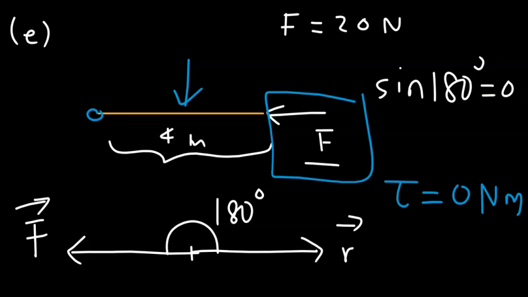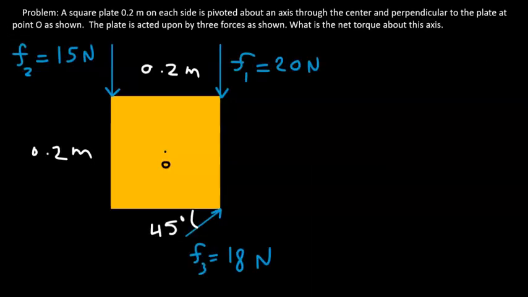That's the conclusion. So you see the angle between the position vector and the force is very important in determining the magnitude of the torque. Let's do a following problem.